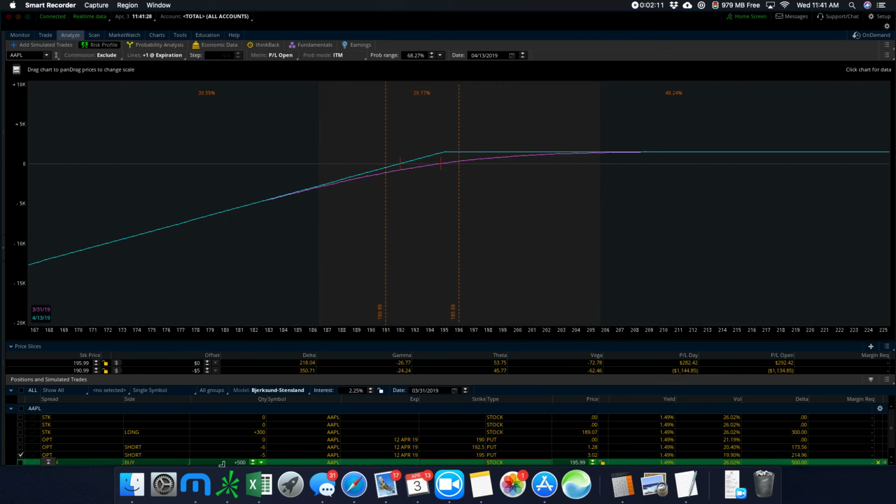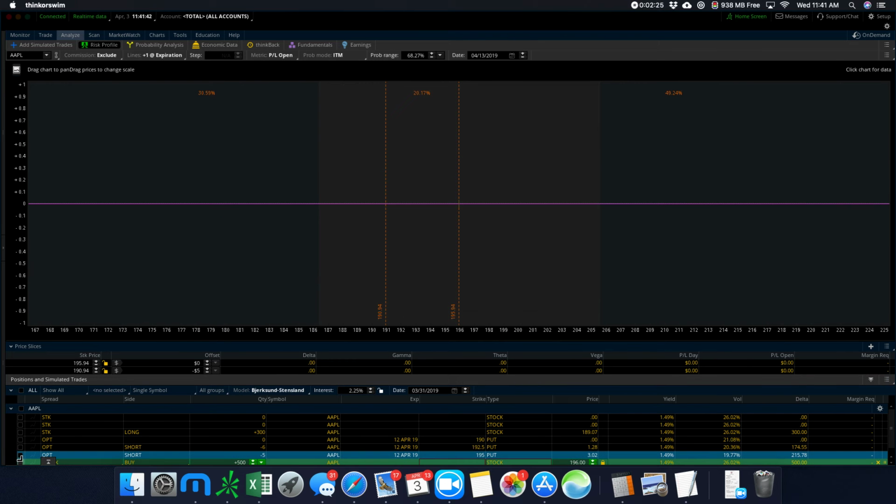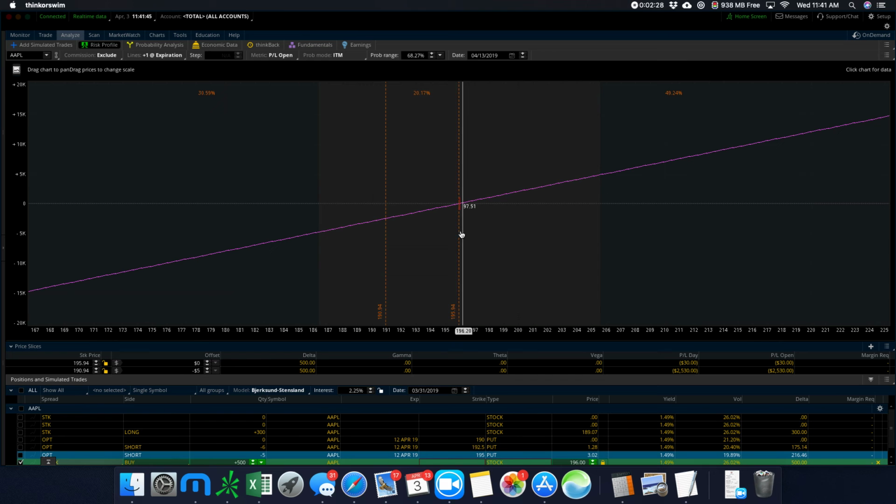So here I've got a simulated position right down at the bottom. I've got a simulated position of buying 500 shares at $196. That's the current trading price for Apple. Let's just lock that in. And we can see the equation for this: here's the current price. If it goes down $5, you're going to lose $2,500. 500 shares, $5, you're going to lose $2,500. And of course, if it goes up $5, I'm going to make $2,500.